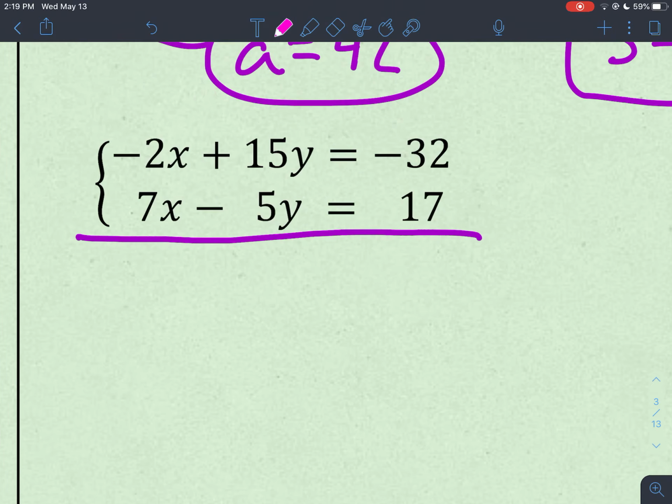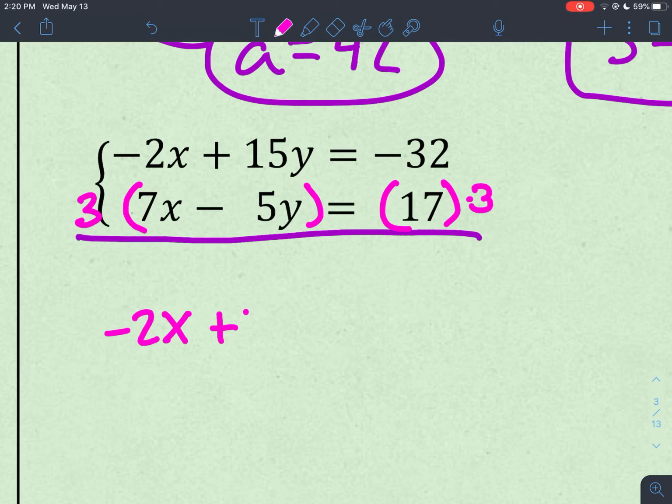I'm not going to multiply the top one this time. I'm going to multiply the bottom one because we want these coefficients to be opposite. And you want to pick the one that's going to be easiest to get to. So we're going to multiply this bottom equation, everything, both sides by 3, because that will give us a negative 15 to match up with our positive 15.